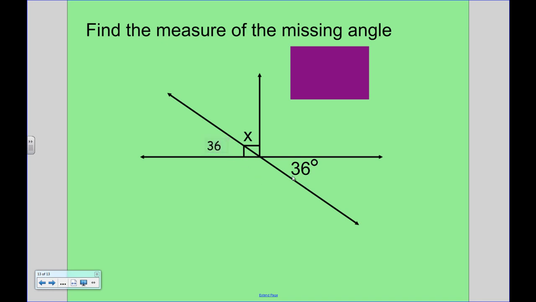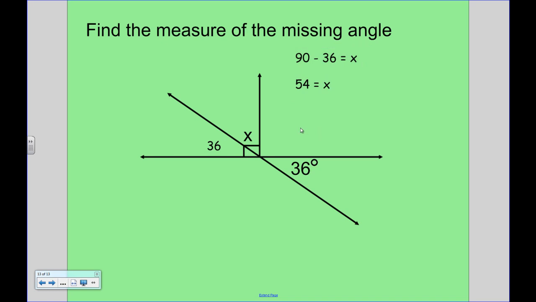Well, if this angle here is 36 degrees, I know that X and this angle have to add up to equal 90 degrees because they're complementary angles. So now that I know this angle here, I can now find X. To find X, I'll simply do 90 minus 36, and that means X has to be equal to 54 degrees.